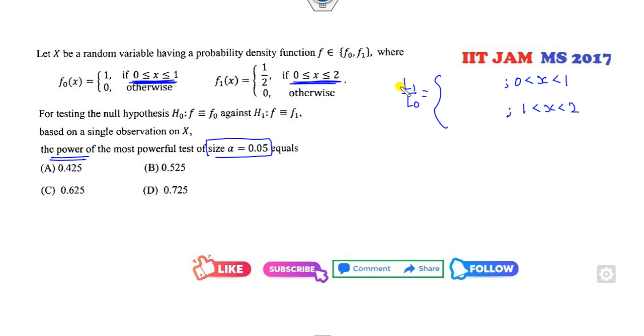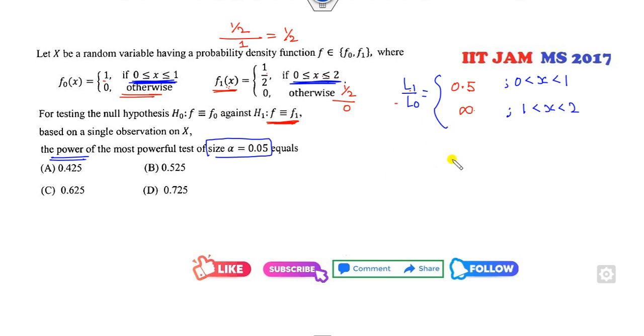So what will happen? This is H1. Fine. Whenever x lies between 0 to 1, its answer is half divided by 1, so the answer is half, 0.5. Whenever x lies between 1 to 2, the f of H1 will be again half. What is the H0? It's 0. It lies in this case. So this is my infinity.